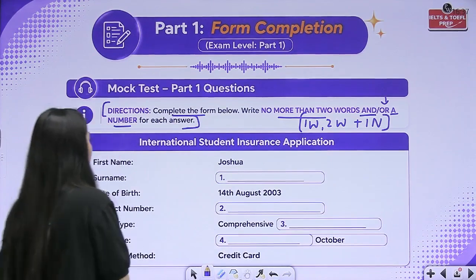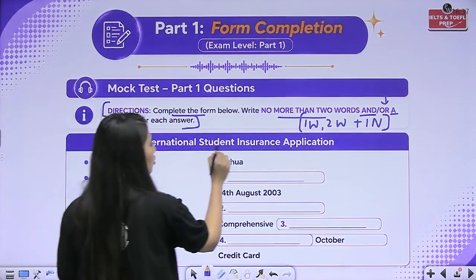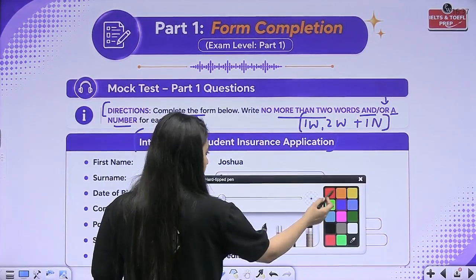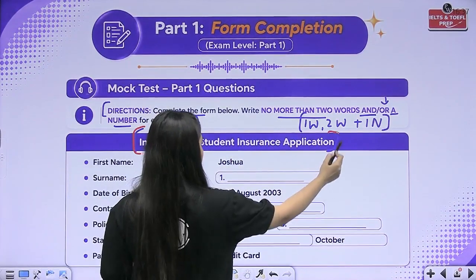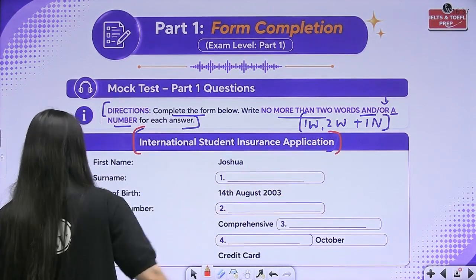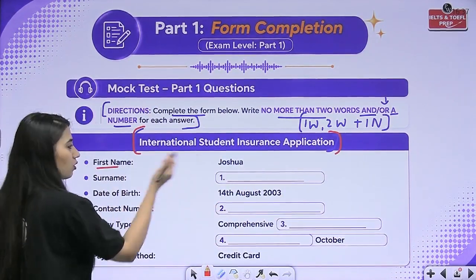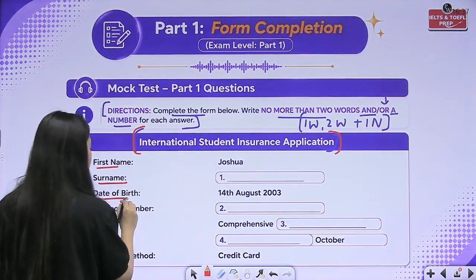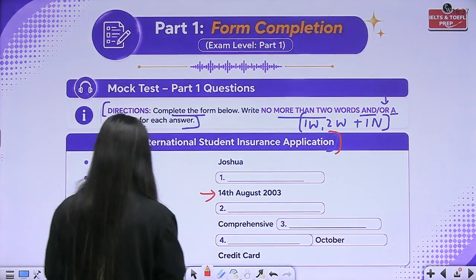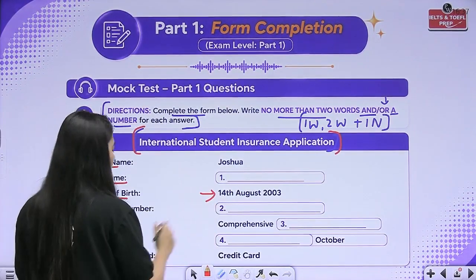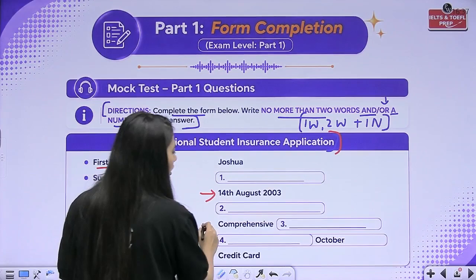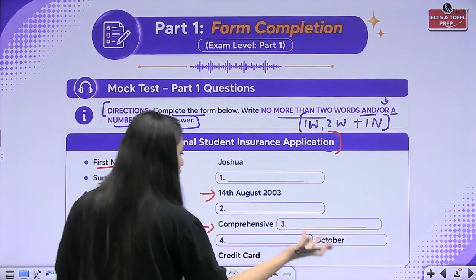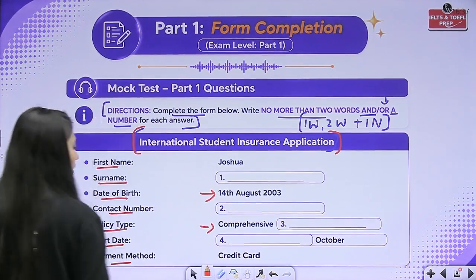Okay. Now, it's all about international student insurance application. That's the form of yours. Can you see? It is the form which you have got. First name is already written. Surname you need to figure out. Then DOB, date of birth, is 14th of August 2023. And then contact number is missing. Policy type is comprehensive, then something will be there. And start date is missing, October something, and payment method is credit card.